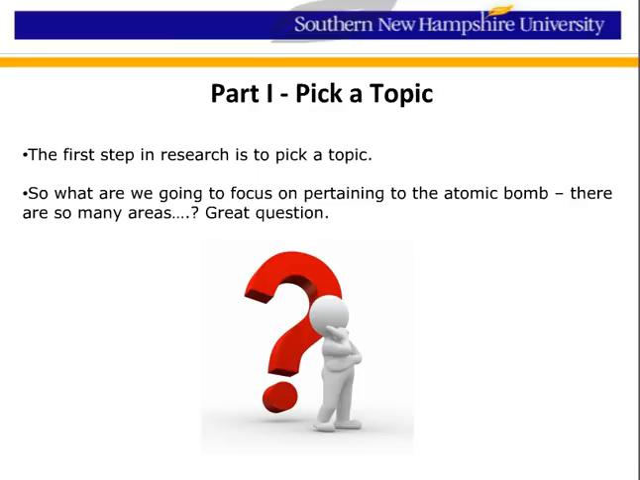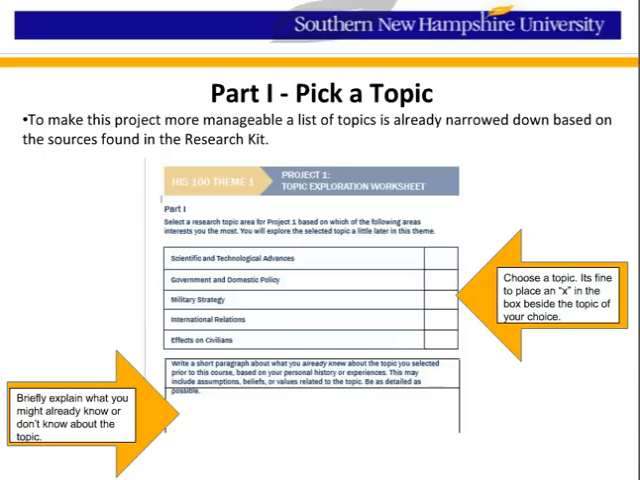The first step in research is to pick a topic. So what are we going to focus on pertaining to the atomic bomb? There are so many areas after all. That's a great question. So to make this project more manageable, a list of topics is already narrowed down based on the sources found in the research kit. Here is the list of topics to choose from: scientific and technological advances.